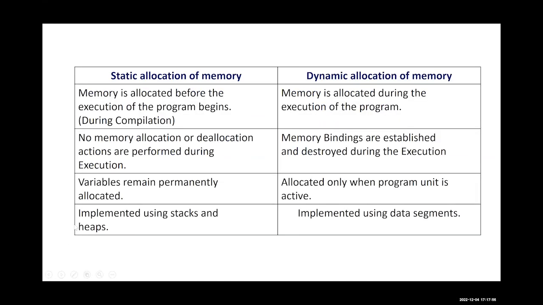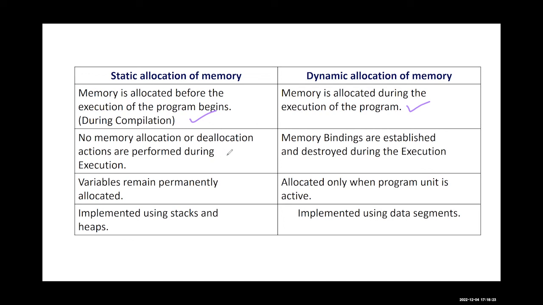Finally, let us see the difference between static allocation and dynamic allocation of memory. We know that static is fixed, and dynamic means during runtime we are allocating the memory. In static allocation, memory is allocated before the execution of the program begins, so we already know what type of memory we require. Dynamic allocation of memory happens during the execution of the program. When the program is running, we are allocating the memory.